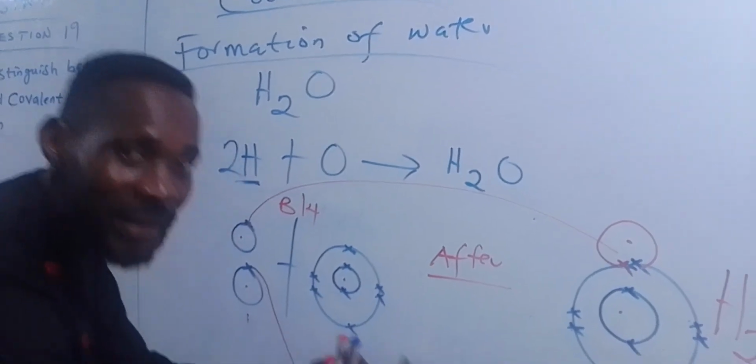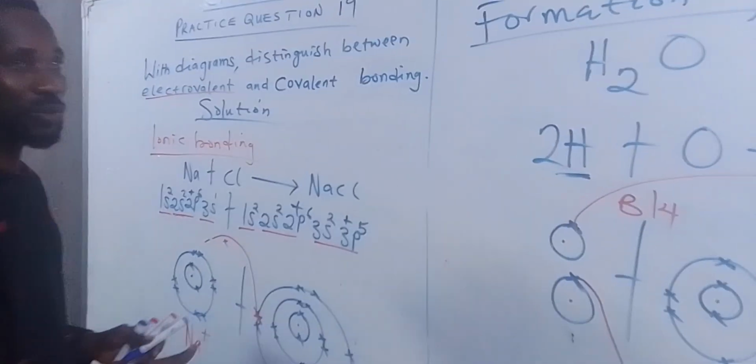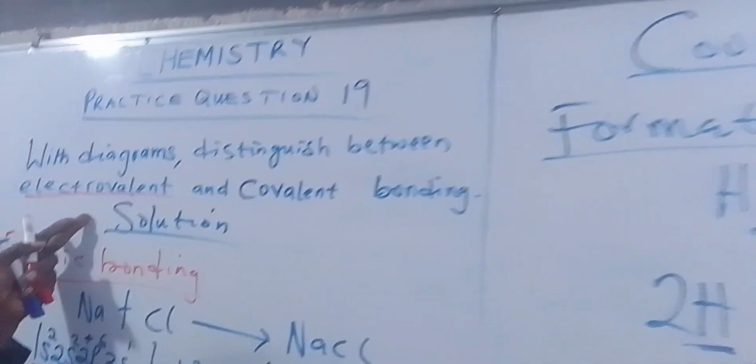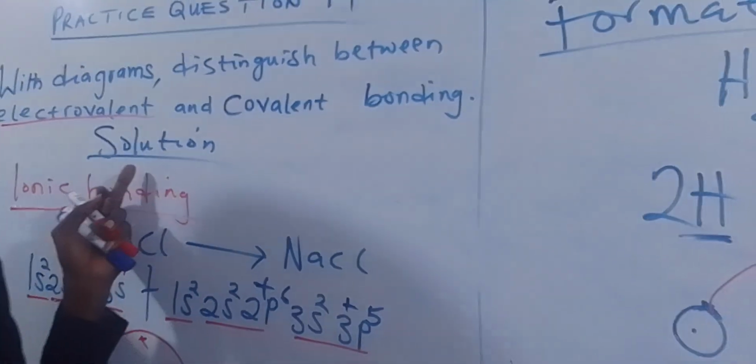That is covalent combination. So I believe this little illustration and explanation have done justice to the question we have on the board. In our next class, in our next series, we'll see more of chemical combination.